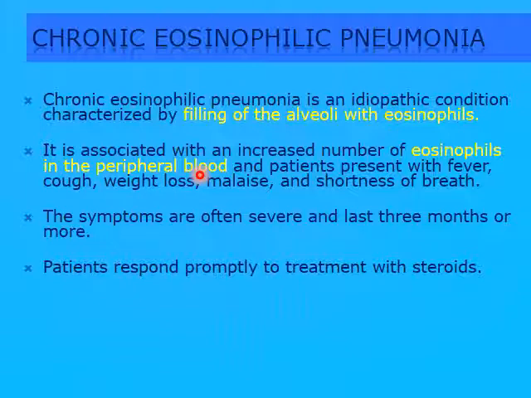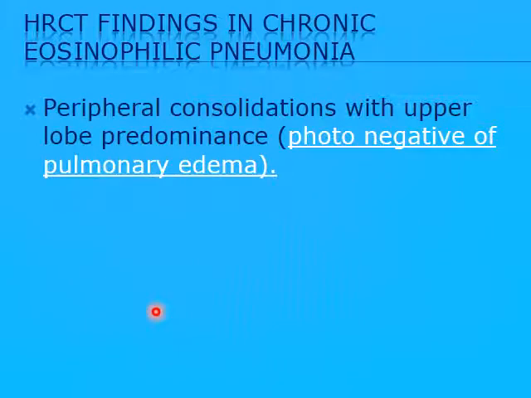This is very important because to make a diagnosis of chronic eosinophilic pneumonia, the patient must have eosinophilia in his peripheral blood. In addition, the patient presents with fever, cough, weight loss, malaise, and shortness of breath. The symptoms are often severe and last for 3 months, so the name comes from chronic, and the patient responds rapidly to steroids. What are the high-resolution findings?